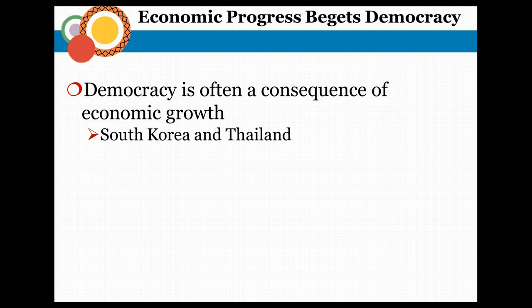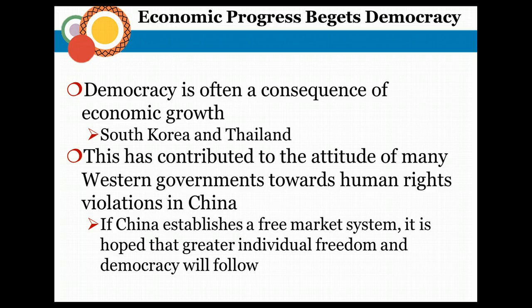Now, sometimes democracy will come as a consequence of economic growth, and we see this in South Korea and Thailand, and a lot of these free countries have an attitude, these Western governments, towards human rights violations in many countries.